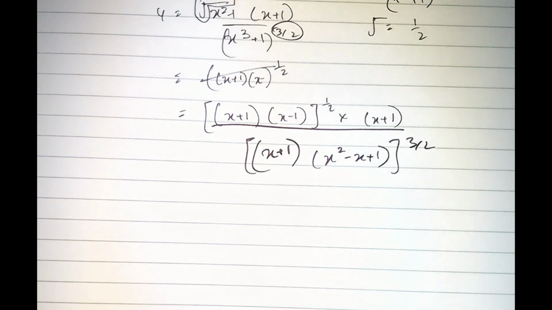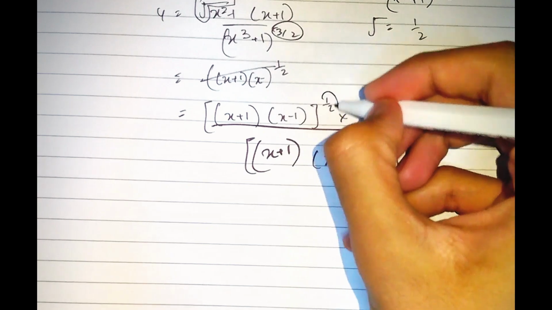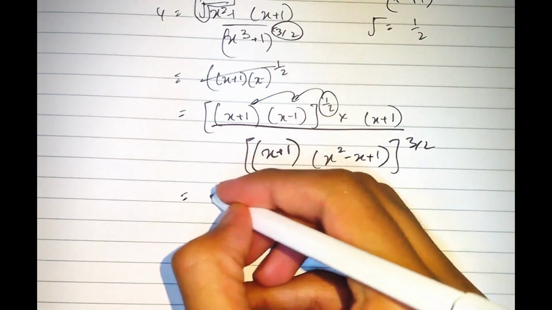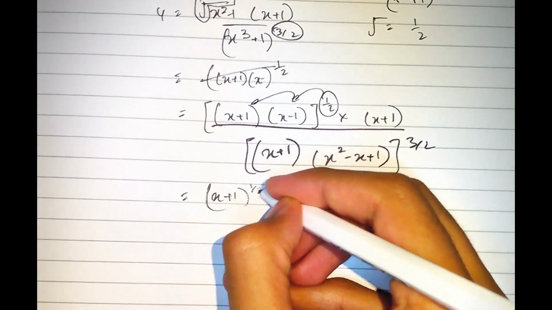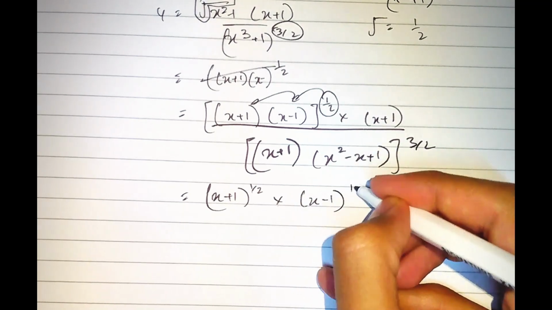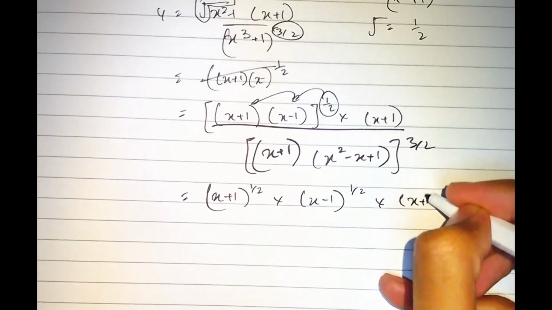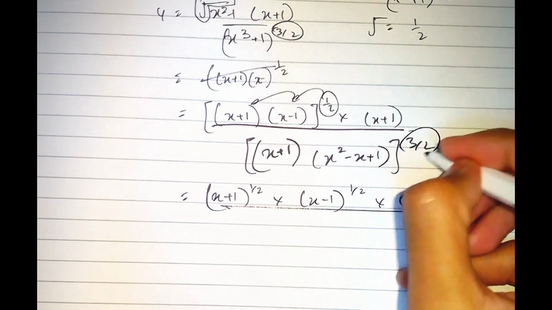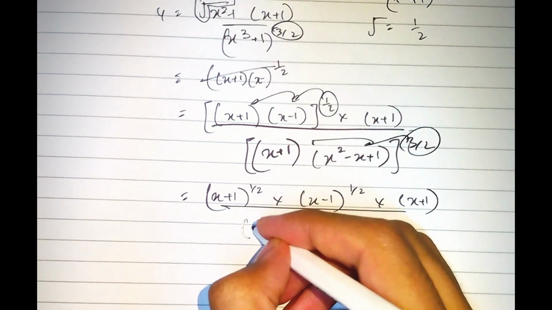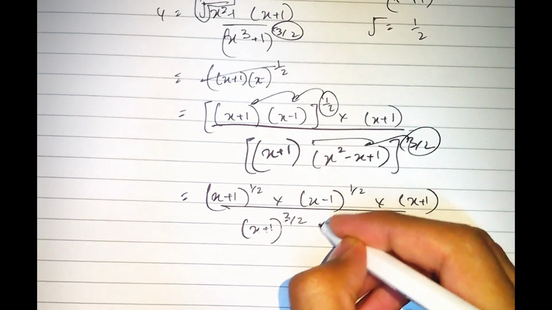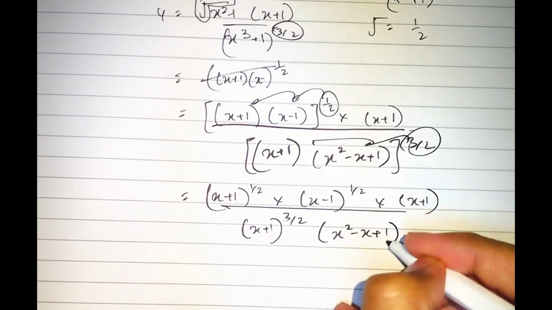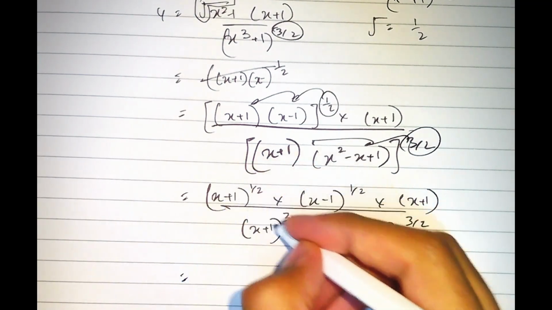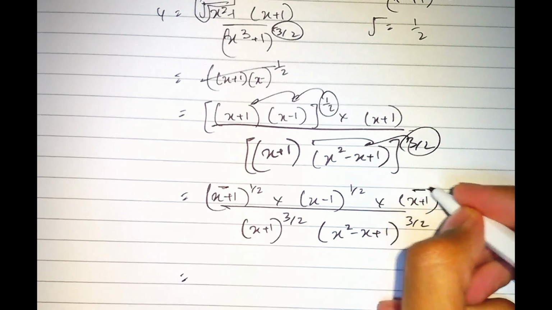Okay, so if I focus on this question for a while, we can see all of these terms are being multiplied. So there's no operation like subtraction or addition. Okay, so it's very good. I can separate this power on both of these terms present right over here. So I can write x plus 1 to the power 1 by 2 multiplied by x minus 1 to the power 1 by 2 multiplied by x plus 1. And over here I can also separate this power on both of these terms. So we can write x plus 1 to the power 3 by 2 and x squared minus x plus 1 to the power 3 by 2.